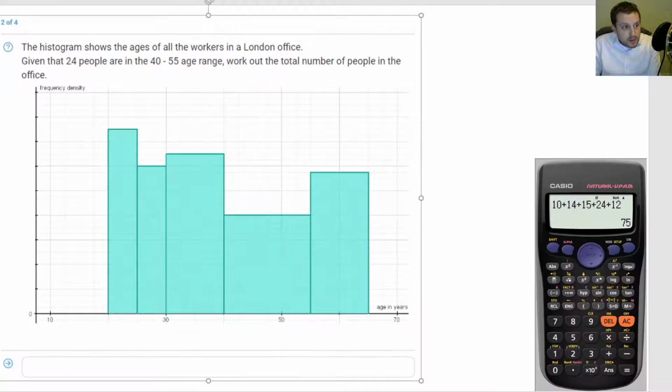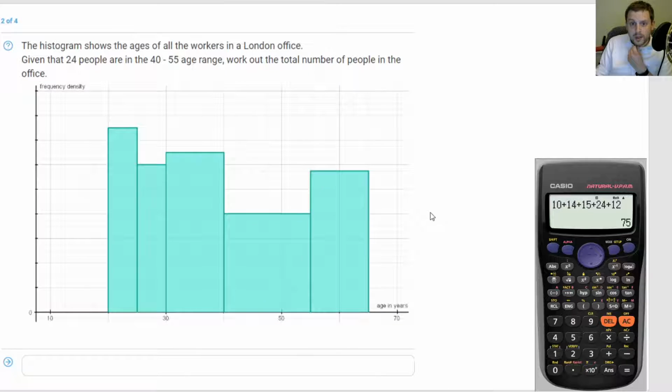Right, so that's now in PowerPoint. Question 2. So the histogram shows the ages of all the workers in a London office. It says there are 24 people in the 40 to 55 age range. So that very much looks like there's 40 because it's halfway between 30 and 50. There's the 55. And it's 24 people in here. And again, it says work out the total number of people in the office.